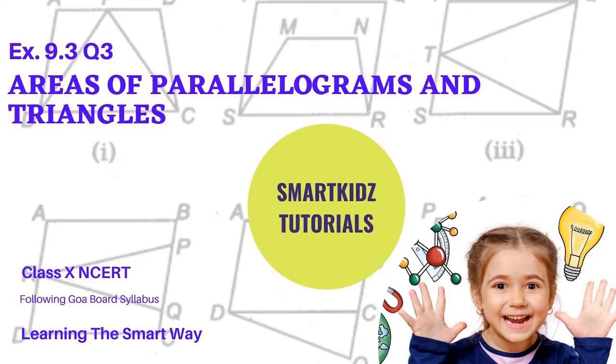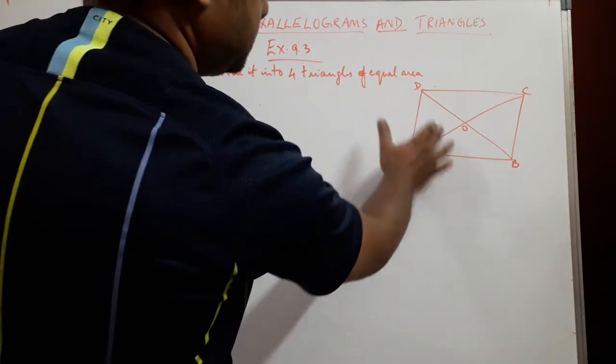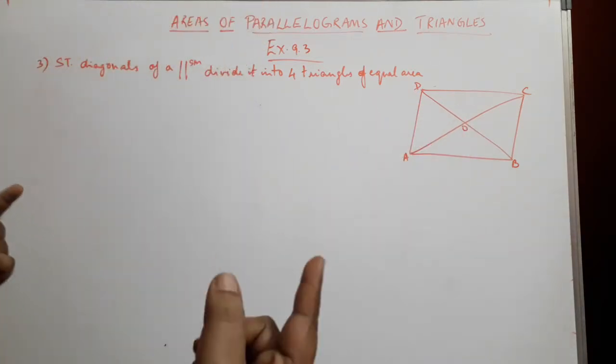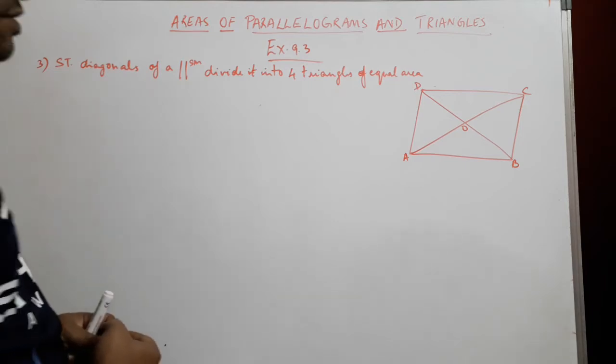In this video, we'll be solving question number 3 from exercise 9.3, which says, show that diagonals of a parallelogram divide it into 4 triangles of equal area. And this is the parallelogram we are given, ABCD, and these are the diagonals, BD and AC, which are lines which connect opposite vertices of a parallelogram. We need to show that they divide the parallelogram into 4 triangles of equal areas.